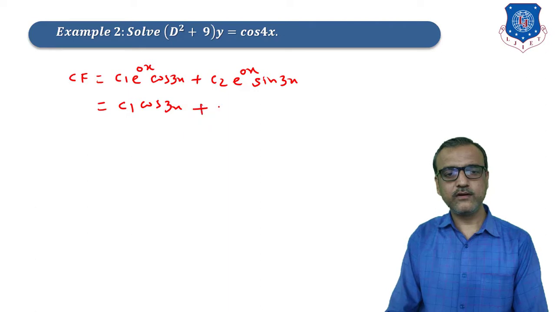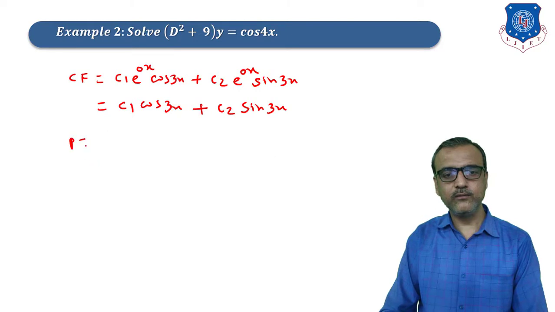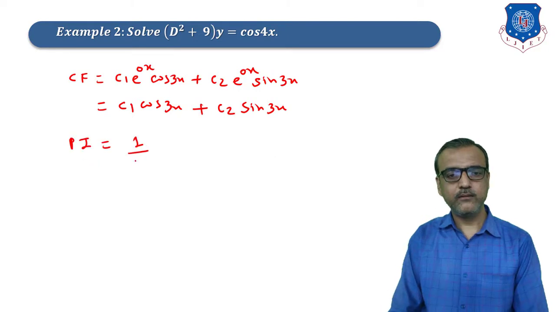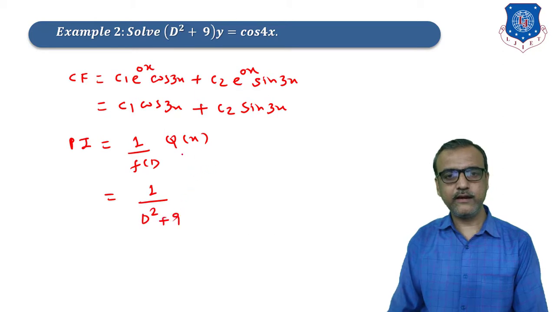Now find out PI. This formula, that is 1 upon f of D Q of x, is equal to 1 upon f of D. Here f of D is D square plus 9 and Q of x is cos 4x. Here the value of a equals 4, right? So we have a square equals 16. We will replace D square by minus 16. So in this function of D, that is D square plus 9, we will replace D square by minus 16.